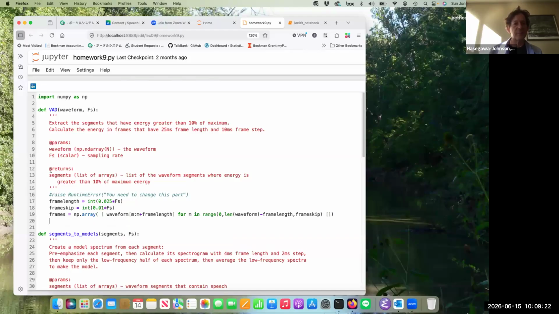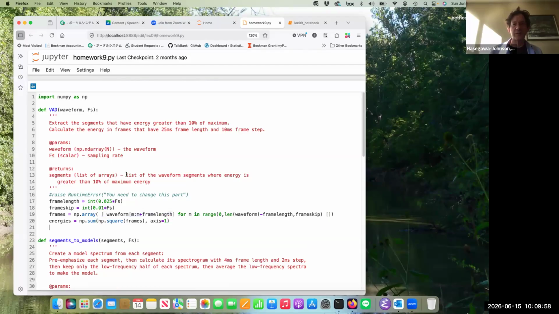And then in each of those frames, I want to calculate the energy. So energies. I want to square the frames and then I want to add them. Let's see, this is going to put each frame in a row of the matrix. And so if I want to add the square within each frame, I have to add it along axis 1, along the columns axis. And then what I want to do is return a segment, which is a list of the waveform segments where the energy is greater than 10% of the maximum.